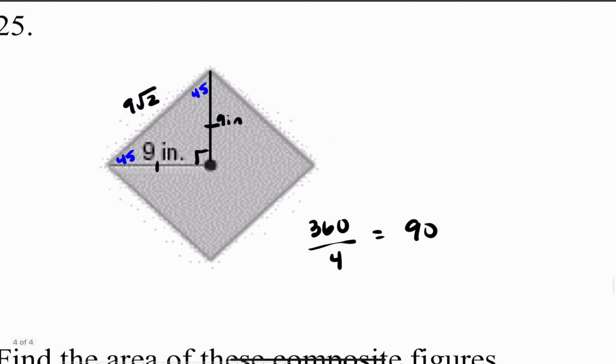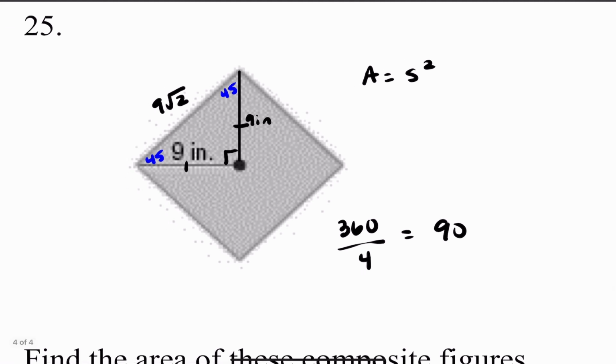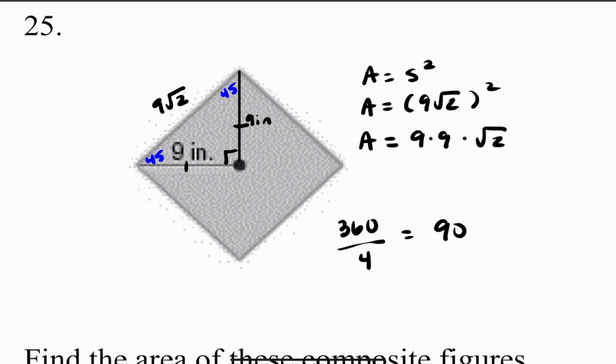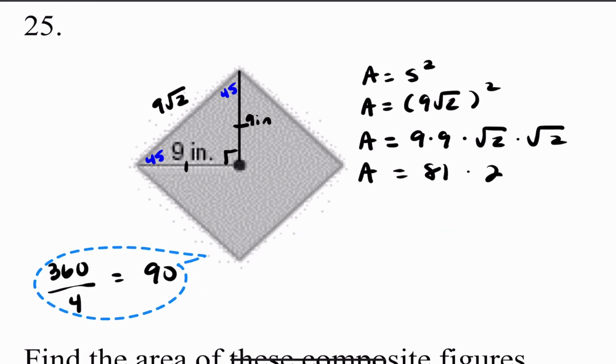Okay, so now I'm going to use my formula A equals side squared. You can look back at your notes for this one if you don't remember where this formula came from. So I'm going to replace the s with 9 root 2. So it's A equals 9 root 2, the quantity squared. So it's 9 times 9 times root 2 times root 2. So A equals 81 times 2. I need some more room here. So A equals 162 inches squared.